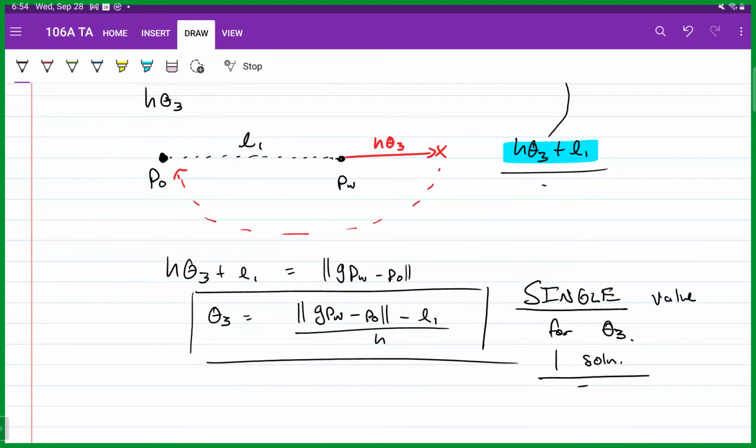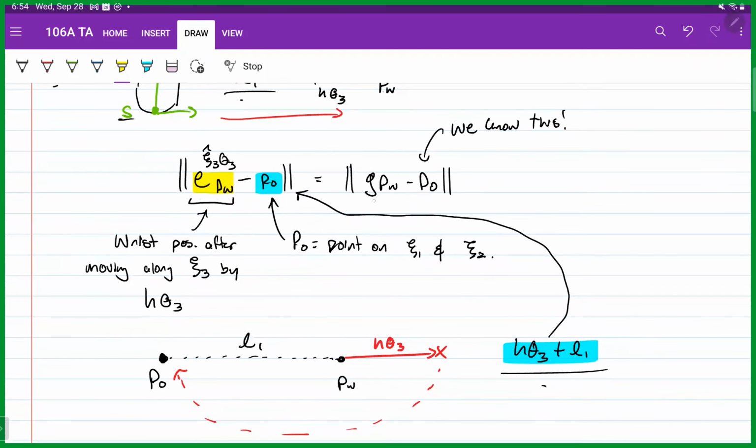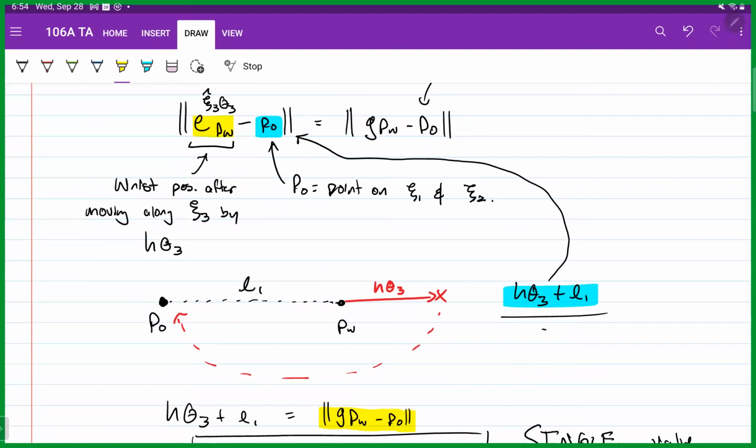Wait, you said this is h times theta plus L1 is P naught. So it's equal to this entire norm over here on this right-hand side. Because I was looking at where you drew. Oh, the entire thing. It's the entire thing.